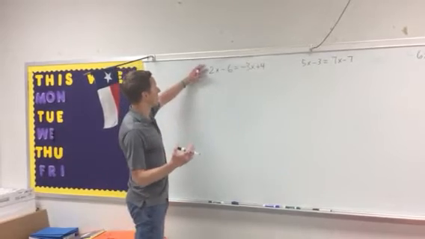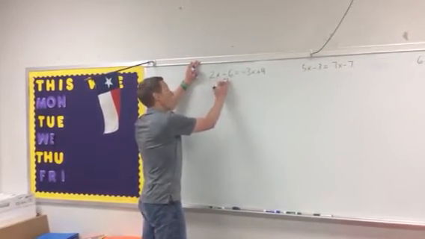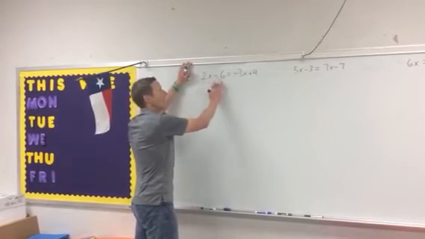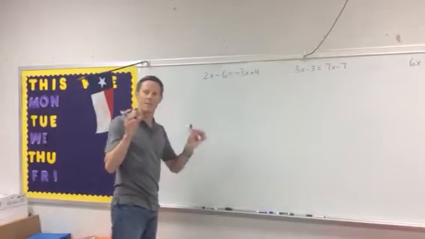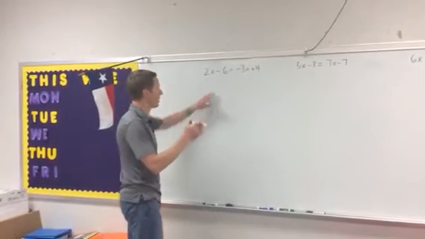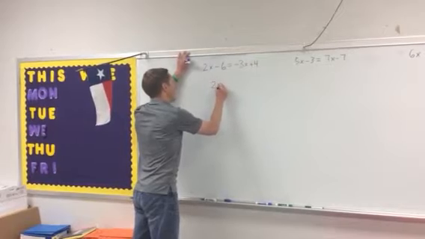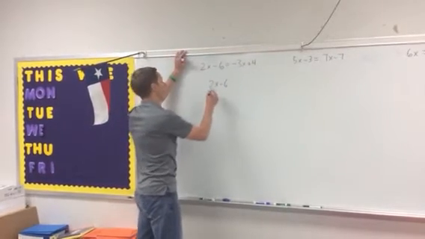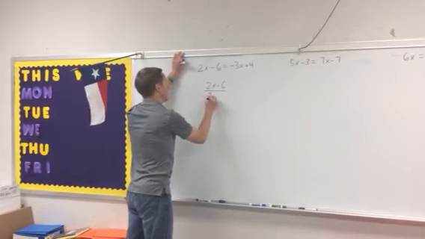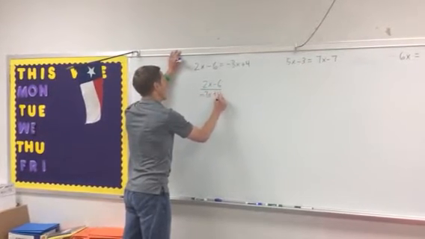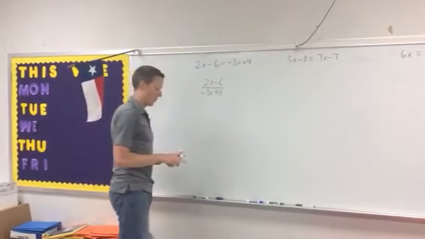So the first thing you need to do is think about these as 2x and a -6, and -3x and a +4. Think of them as separate terms, as you would say. So I'm going to take the left side and put it on top of my fraction, almost like my proportion. I'm going to take the right side and put it on the bottom. So we have 2x and a -6 and -3x and a +4.